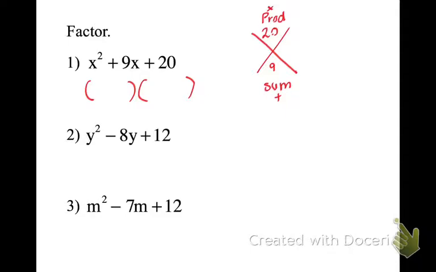Okay, let's do x squared. It's made up of x times x. What two numbers? So 1 and 20, 2 and 10. No. 4 and 5. There it is. Positive 4, positive 5. Okay, now pause the recording and try the next two on your own.